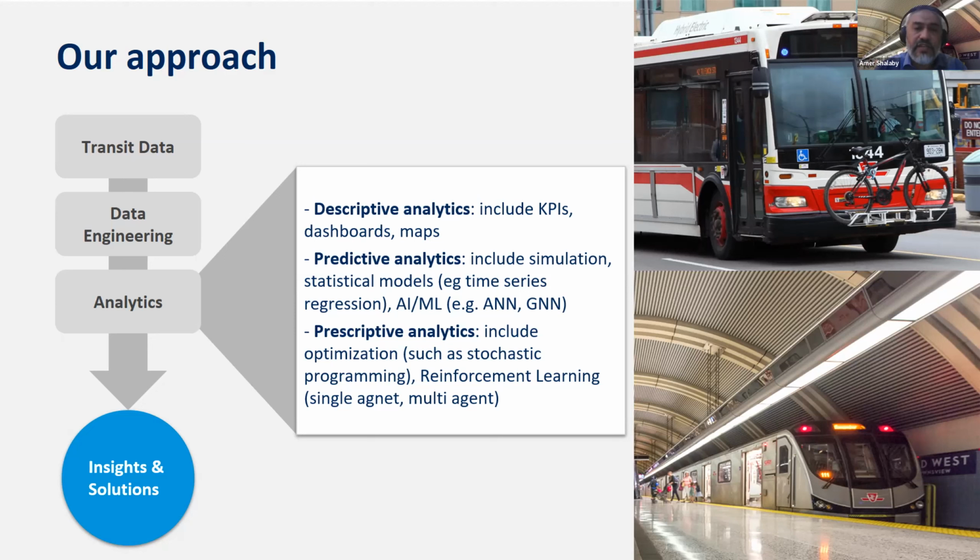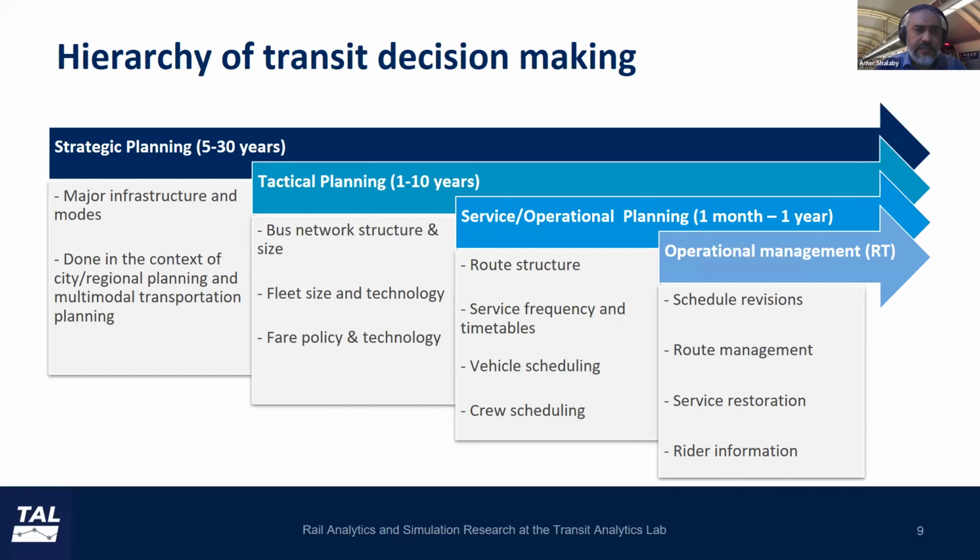The next level of analytics that we work with is so-called prescriptive analytics, which is mostly optimization based, such as stochastic programming, dynamic programming, and also reinforcement learning, whether single agent or multi-agent. So we've been working in all those areas, and we're trying, in fact, to inform the overall transit decision making.